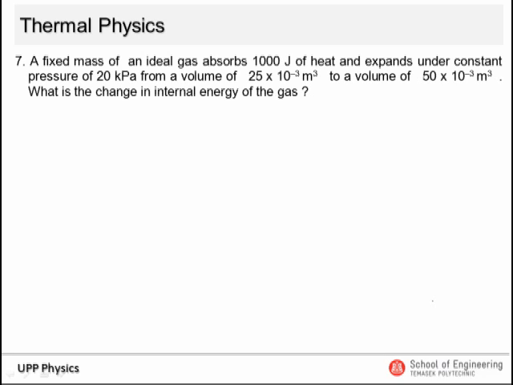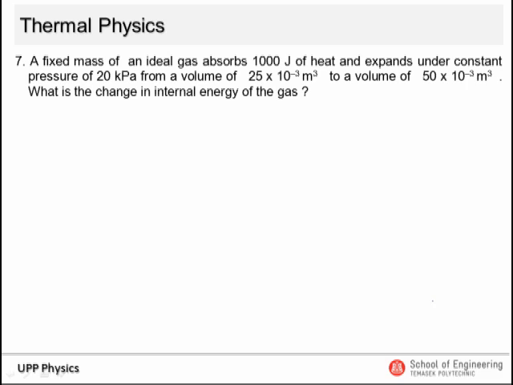A fixed mass of an ideal gas absorbs 1000 joules of heat and expands under constant pressure of 20 kilopascal from a volume of 25 times 10 to the minus 3 meter cube to a volume of 50 times 10 to the minus 3 meter cube. What is the change in internal energy of the gas?